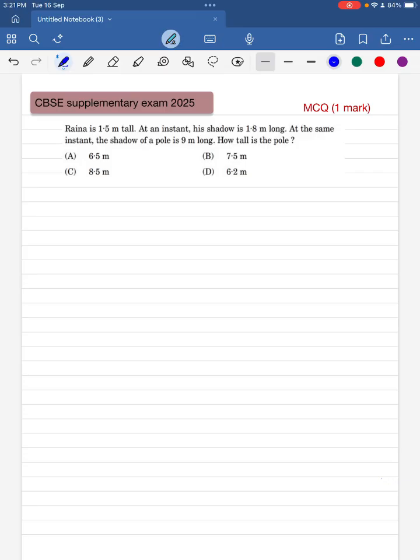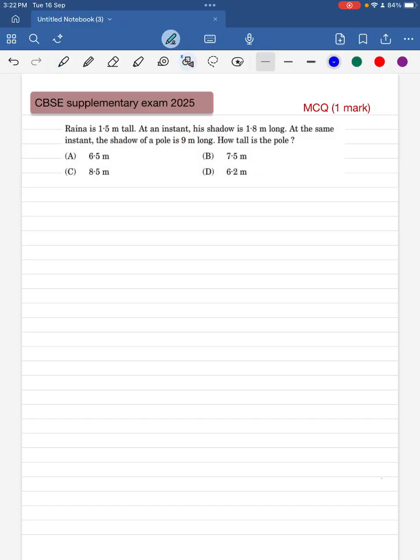In this video, I'll be doing an MCQ for 1 mark from the CBSE Supplementary Exam 2025. Now, Raina is 1.5 meters tall. At an instant, his shadow is 1.8 meters long. At the same instant, the shadow of a pole is 9 meters long. How tall is the pole?